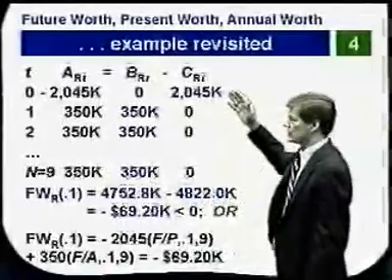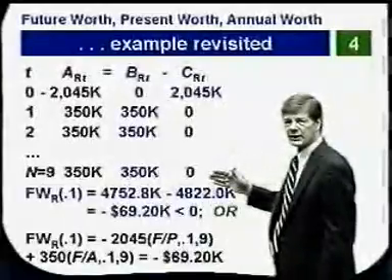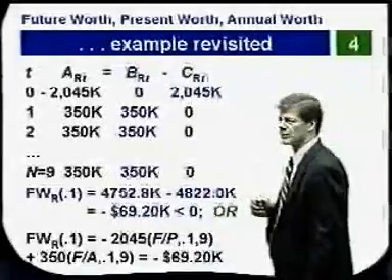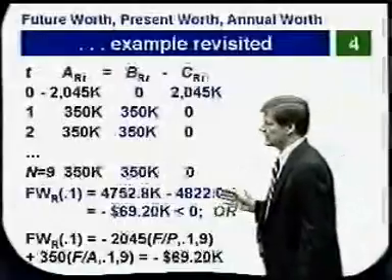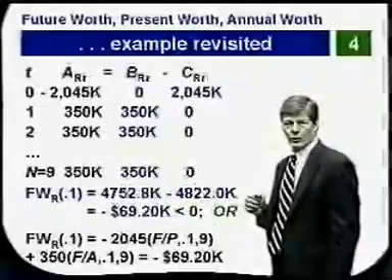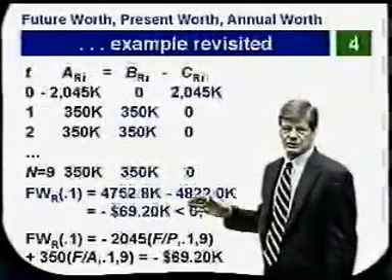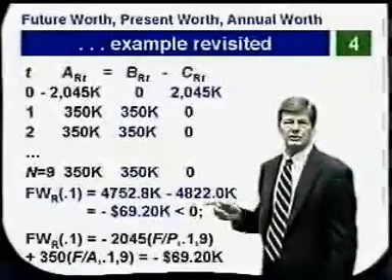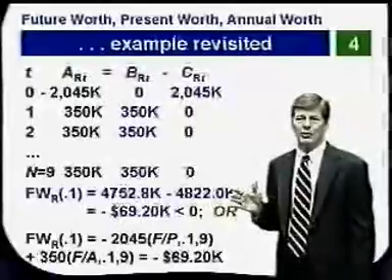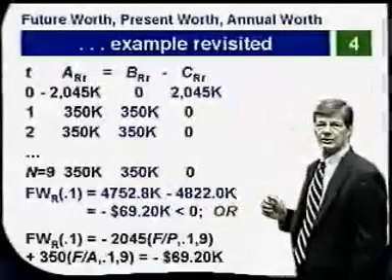Whereas the prospective cost, that is, a future amount that's equivalent to that cost as of time 9, resulted in an amount of $4,822,000. Taking the difference between these two numbers, the result is the future worth is minus $69,200. Since that is less than zero, we reach the same decision as we did before. Installing the robots is not an economical course of action.